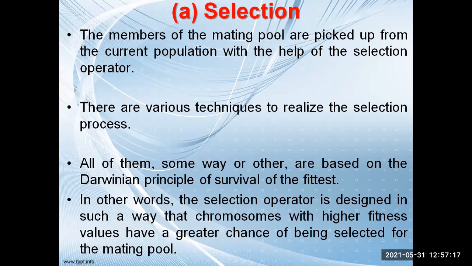There are various techniques to realize the selection process. All of them, some way or other, are based on Darwin's principle of survival of the fittest. So survival of the fittest is basically Darwin's principle, and based on that, every living being has survived. In other words, the selection operator is designed in such a way that the chromosomes with higher fitness values have a greater chance of being selected for the mating pool.